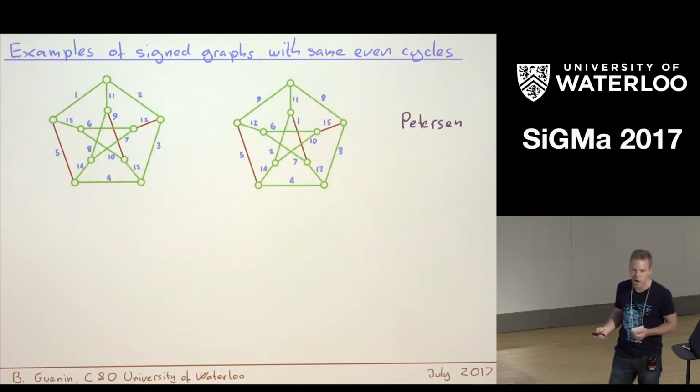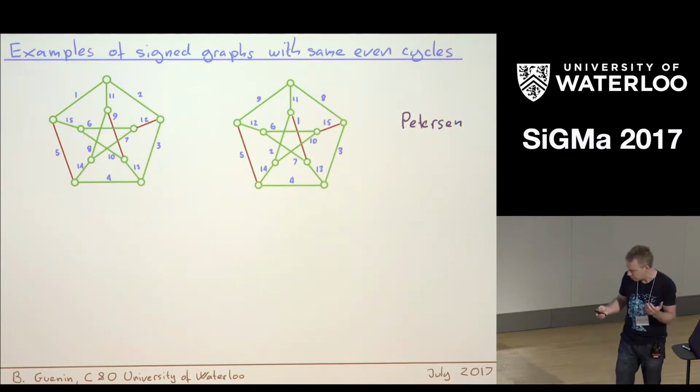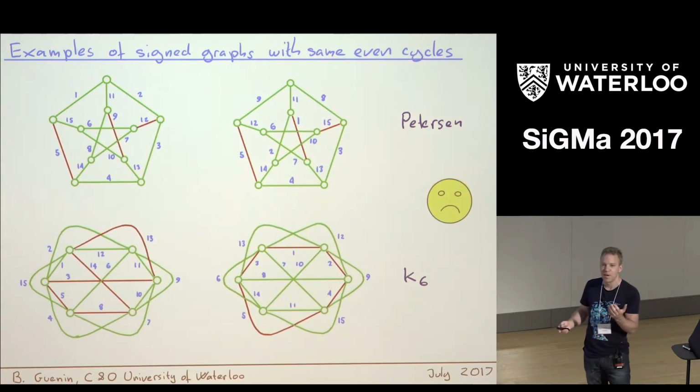Well, here's a Petersen graph. Now, it looks like I've got Petersen graph and Petersen graph, but I'm interested in labeled graphs. So what I've done here is I've shuffled the labels in a pretty nasty way, and I still have the same set of even cycles. That's a little scary. But maybe scarier is that I can take K6, and I can shuffle the labelings, and you still have the same set of even cycles. So that looks a little scary. That's why I have an unhappy face there.